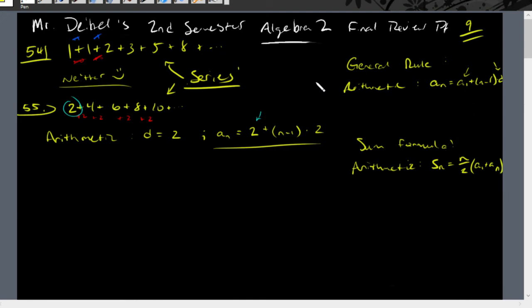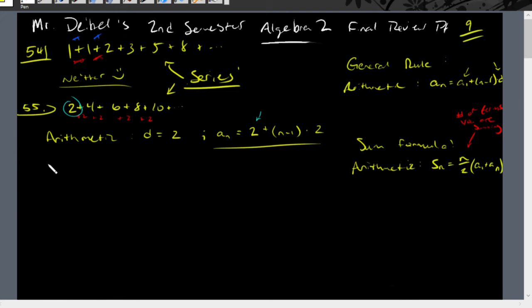In this case, n is the number of terms you are summing. a sub 1 is the first term, and a sub n is the last term you're summing. That's the key thing. That's the tricky part.